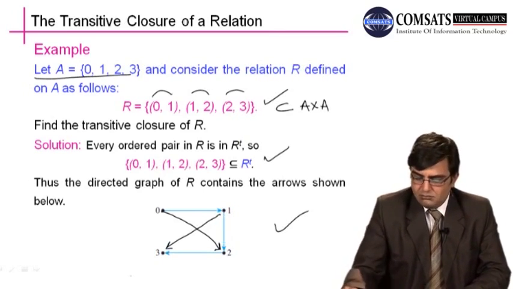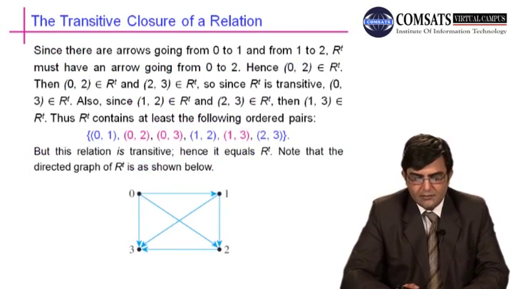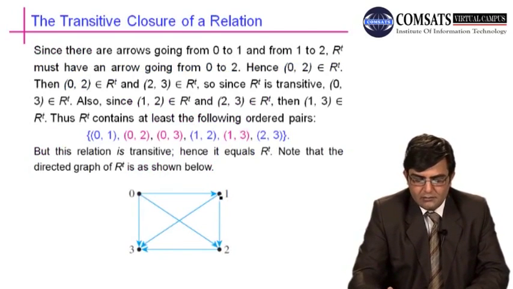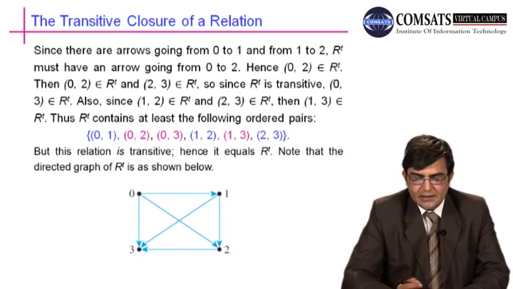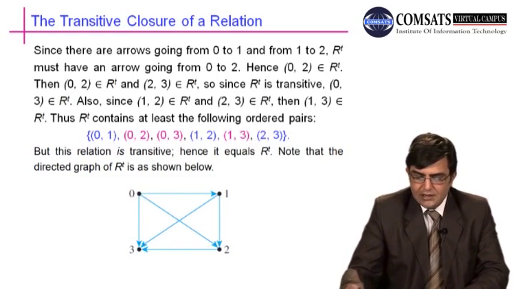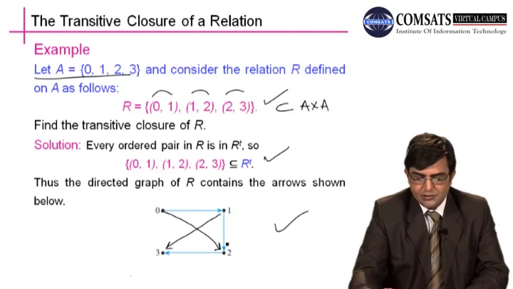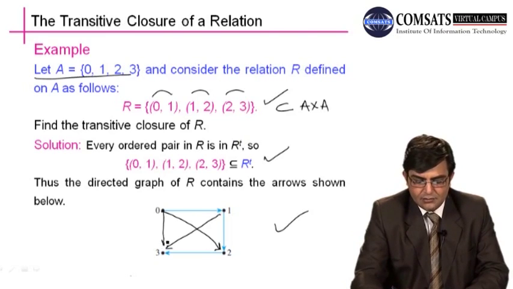And now, 1 is related to 2 and 2 is related to 3, so we must have 1 to 3. Similarly, if we add this also, 0 is related to 2 and 2 is related to 3, so we must have 0 related to 3. To satisfy the transitive property, we must also have 0 to 3.